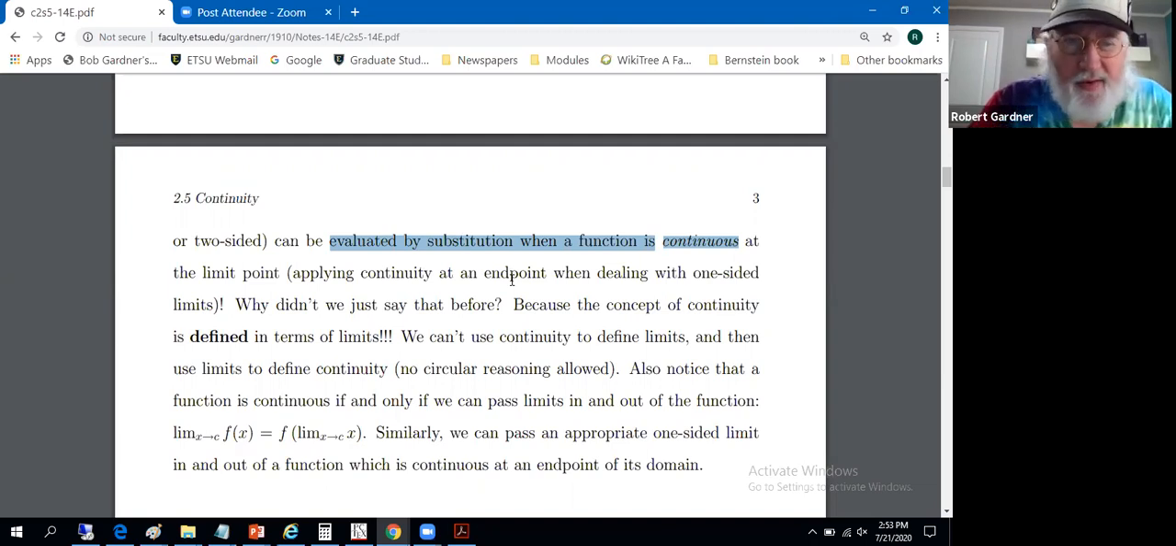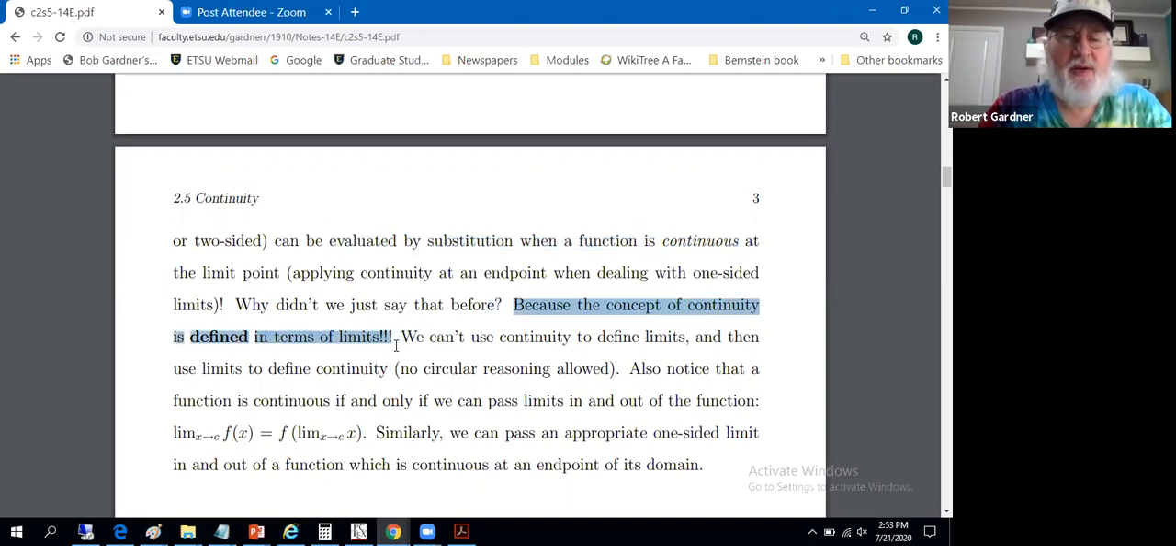But what does continuity mean? Well, we define continuity in terms of limits. So you can't have it both ways. You can't define limits using continuity and then define continuity using limits. So that's why it's been as complicated as it's been. No circular reasoning allowed.